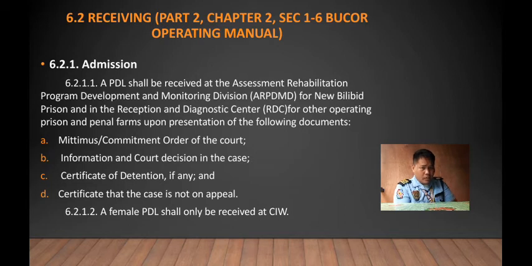We have here some mittimus, commitment order of the court, information and court decision in the case, certificate of detention, if any, and certificate that the case is not on appeal. Inside contents of this is that a female PDL shall only be received at CIW.